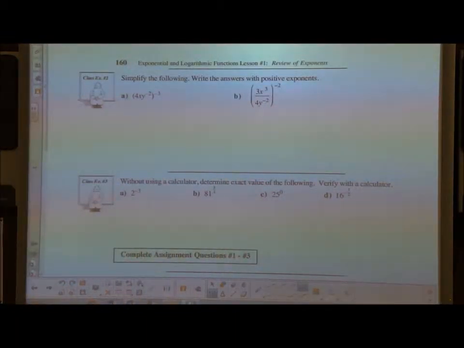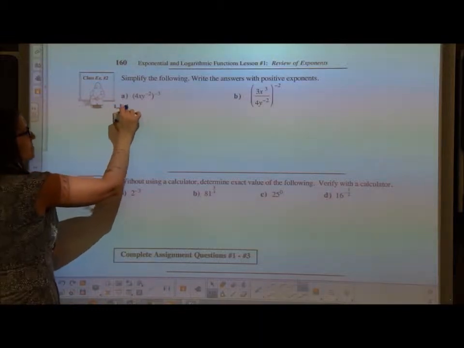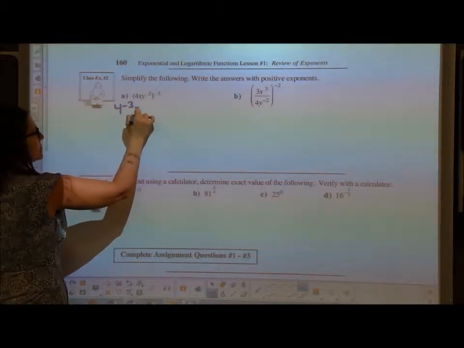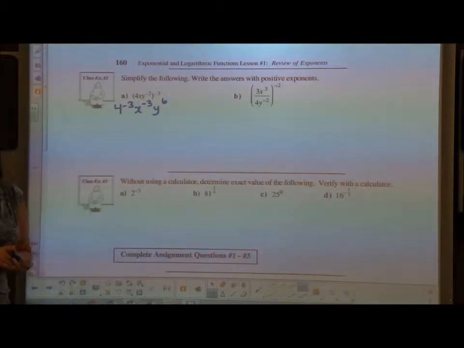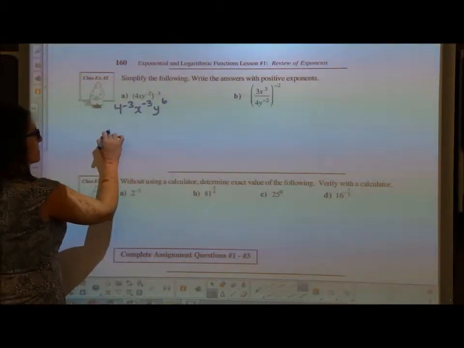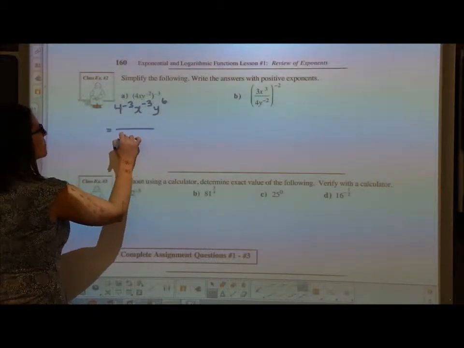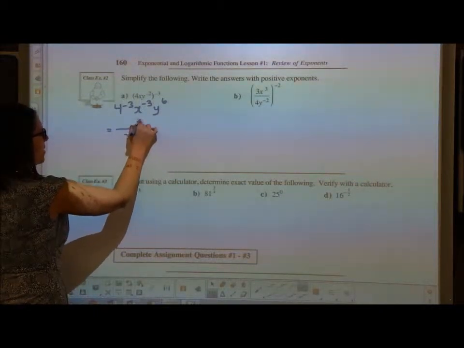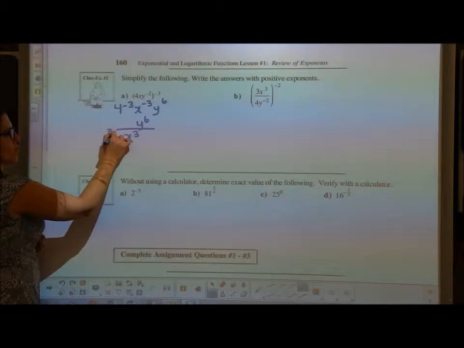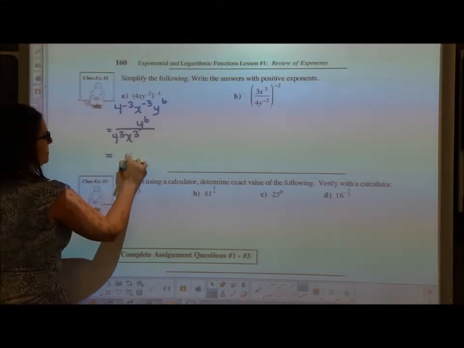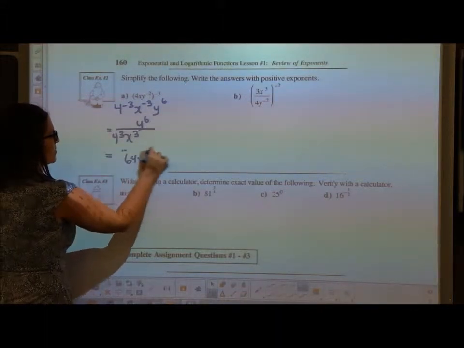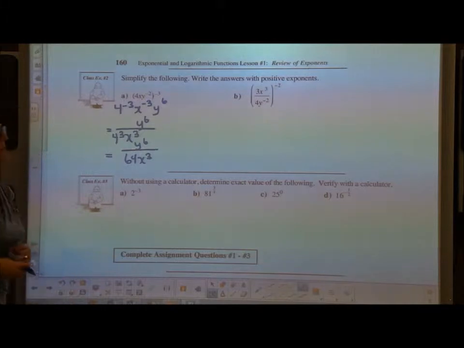Got 4 to the power of -3, and then x to the power of -3, and y to the power of 6. Okay. So then you have to move the 4 and x to the power of -3 to the bottom. And when I move the 4 to the power, then it becomes 64x cubed. 64x cubed on the bottom and y to the power of 6 is on the top. Okay, so how do I do B?